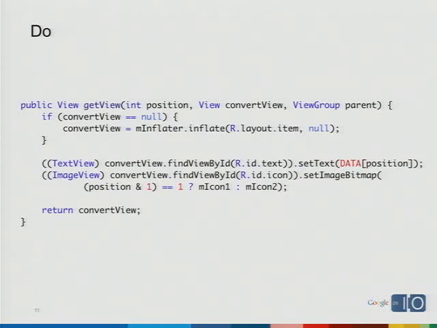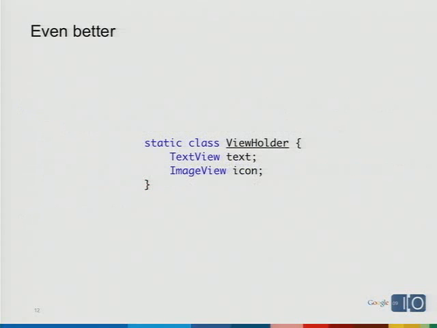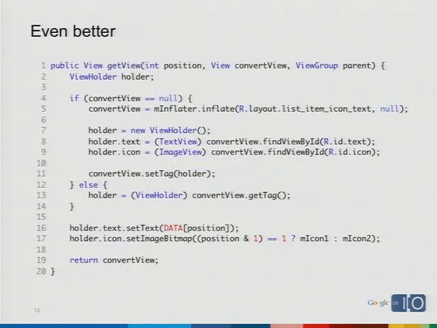So if I go back to the previous slide here, even if I reuse the convert view, I'm still calling find view by ID on the convert view to get the text view and the image view that were inside my item. So do we really need to do that every time? We don't. So the idea of the view holder is simply to hold some data that's related to the item, to the view that's passed by the ListView, and do the work only once. So the way you use that is actually pretty simple.